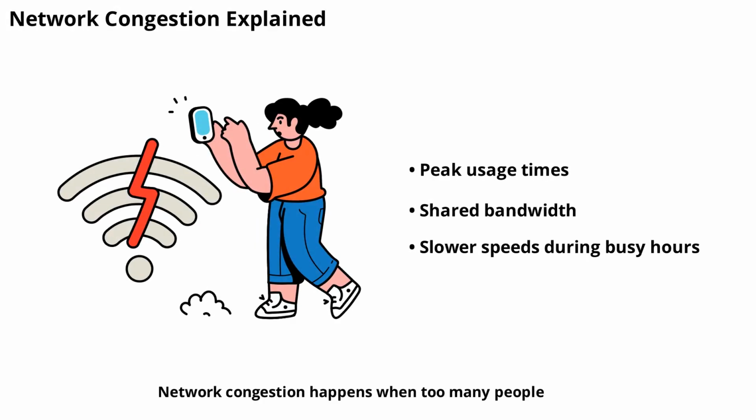Network congestion happens when too many people are using the internet at the same time, especially during peak hours. This can slow down your connection, even if your equipment is working perfectly. Think of it like traffic on a busy highway. When everyone tries to use the same road at once, everything slows down. If you notice your internet is slower in the evenings or on weekends, network congestion could be the culprit.